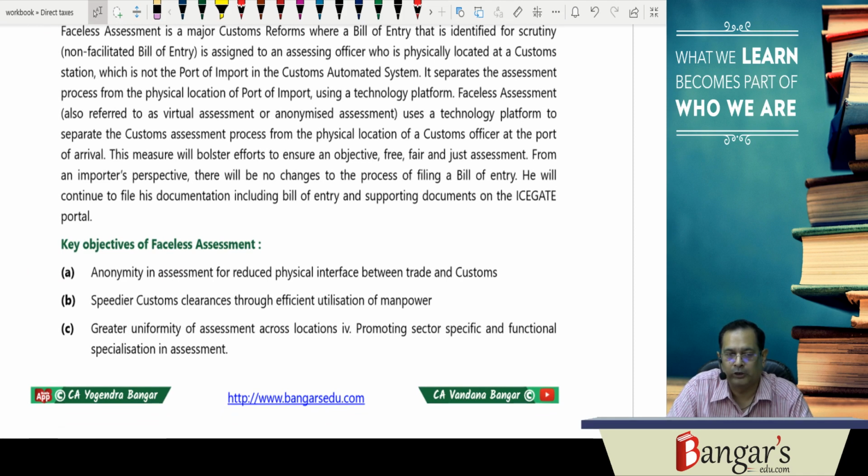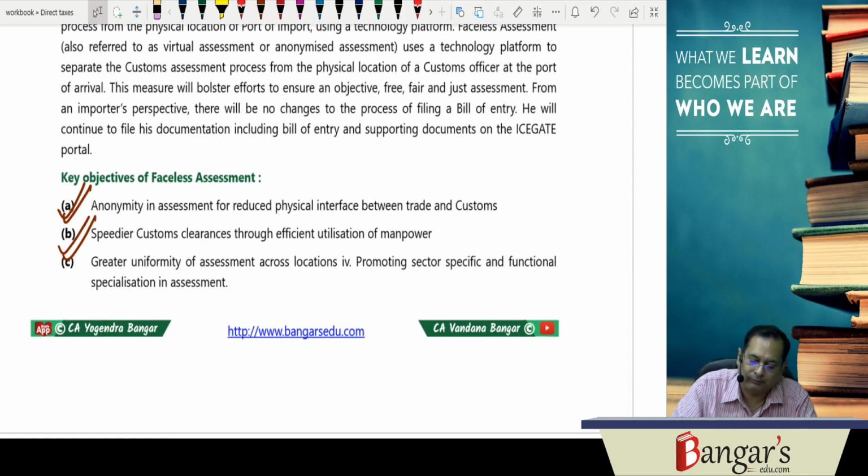Basically, what is the objective of the faceless assessment? Here, there will be anonymity in assessment for reduced physical interface between the trade and customs. There will be speedier customs clearances through efficient utilization of manpower. Then, greater uniformity of assessment across locations and promoting specific sector and functional specialization in the assessment.